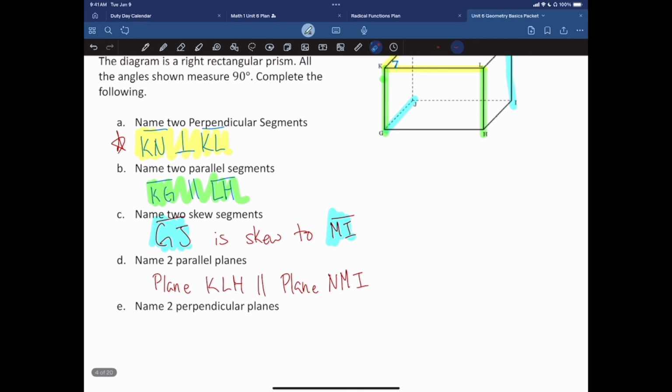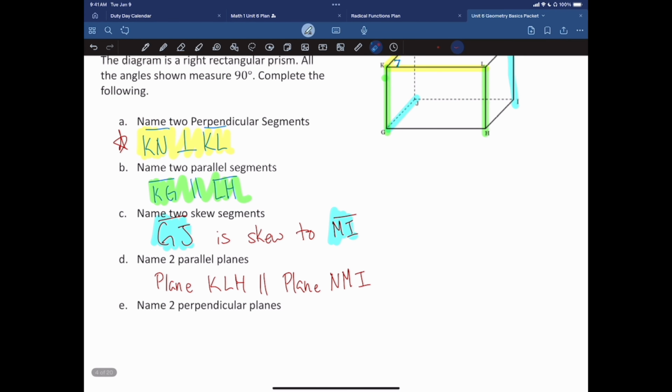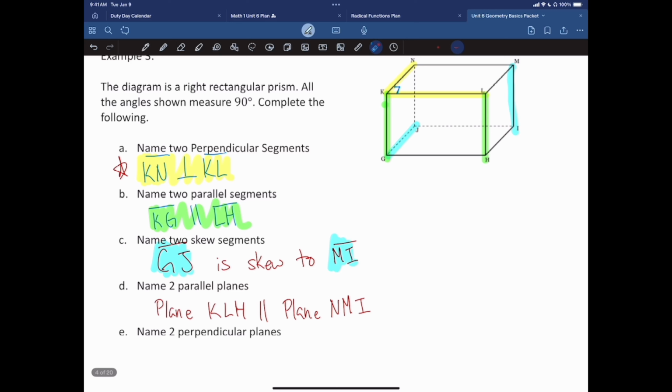So now we're talking about perpendicular planes. We just need to find 2 planes that touch, basically, because again, they form 90-degree angles. So you can do the same one, KLH. Let's write that. Plane KLH is perpendicular to plane, so we started with this one, now we want this one. I want to do this one because it's going to be forming a 90-degree angle right here. So let me look at the letters. LMI. We'll do L, M, and I.